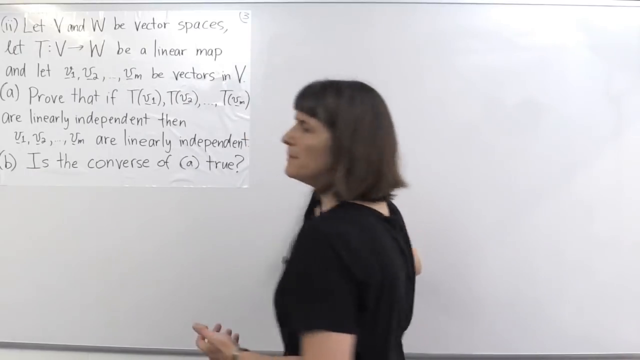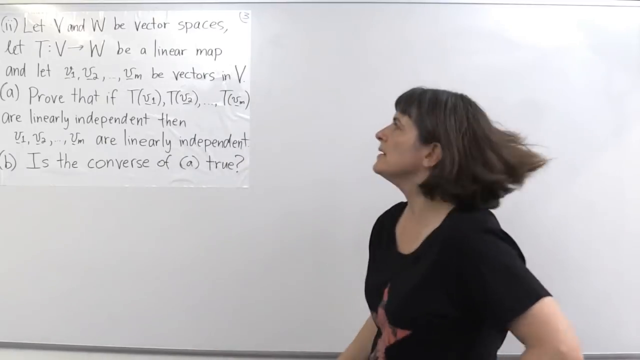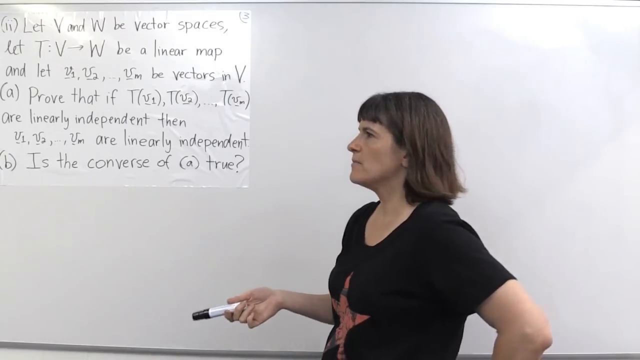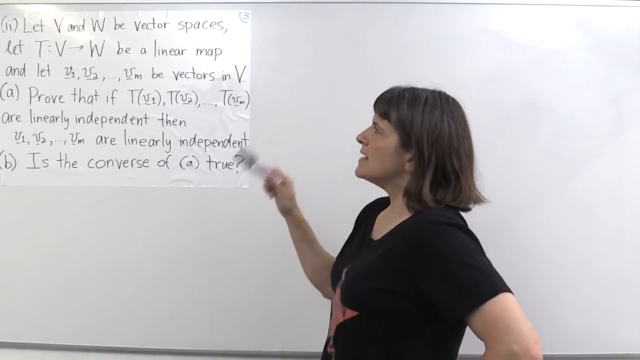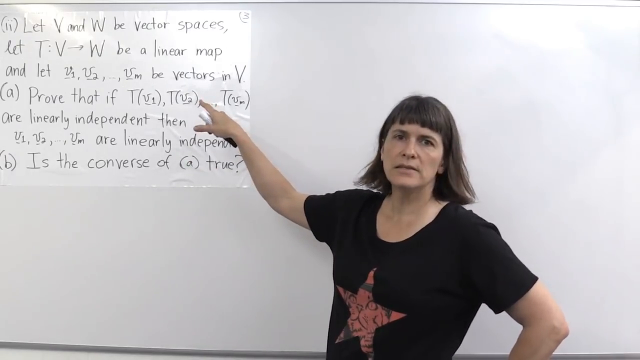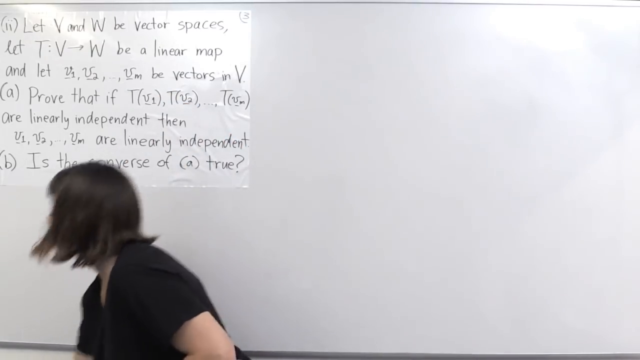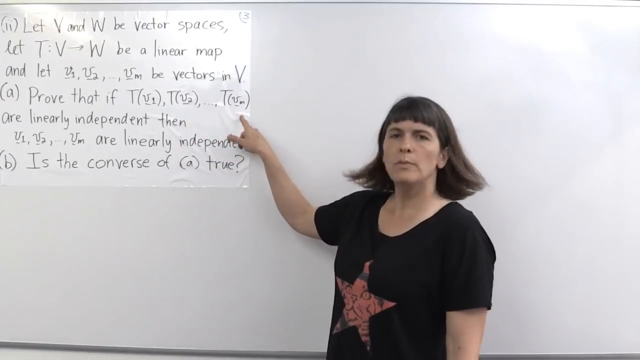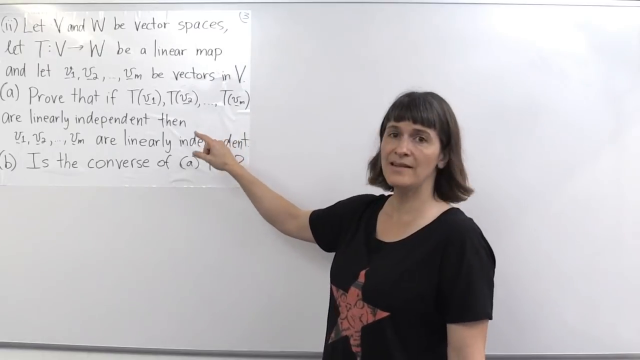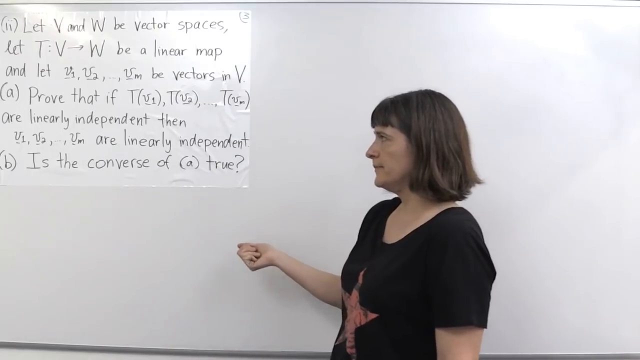Okay, so this is a quite abstract theoretical linear algebra type question about linear maps. So V and W are vector spaces, presumably over the same field, that's not specified. And T from V to W is a linear map. We're also given m vectors in the vector space V, V1 up to Vm. Now the first part says, prove that if T of V1 up to T of Vm are linearly independent, then the vectors that you started with must also be linearly independent.